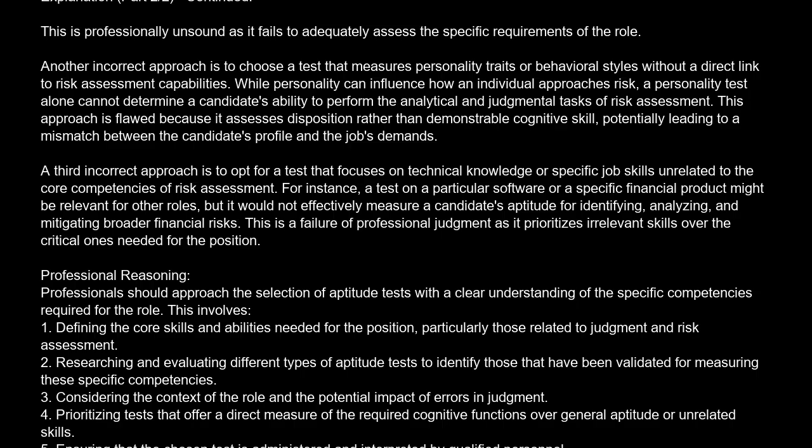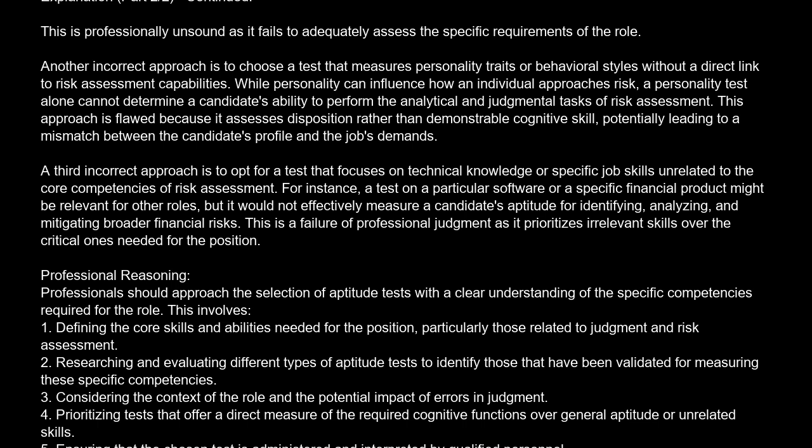Professionals should approach the selection of aptitude tests with a clear understanding of the specific competencies required for the role. This involves: 1. Defining the core skills and abilities needed for the position, particularly those related to judgment and risk assessment. 2. Researching and evaluating different types of aptitude tests to identify those that have been validated for measuring these specific competencies. 3. Considering the context of the role and the potential impact of errors in judgment.